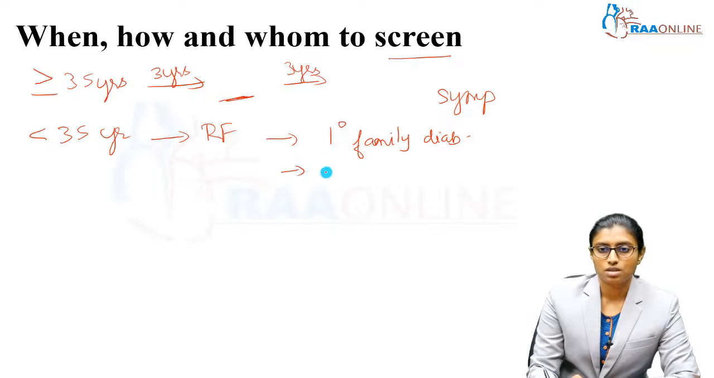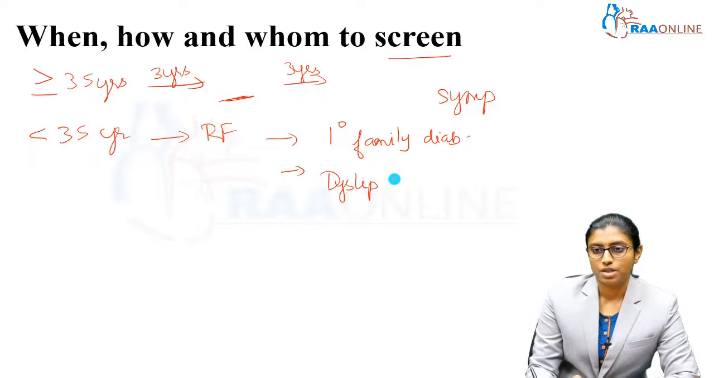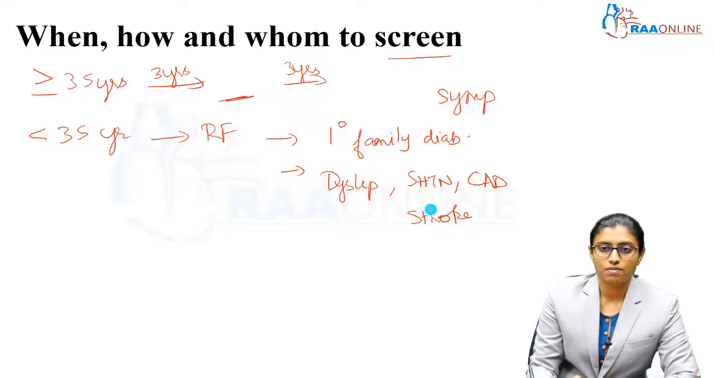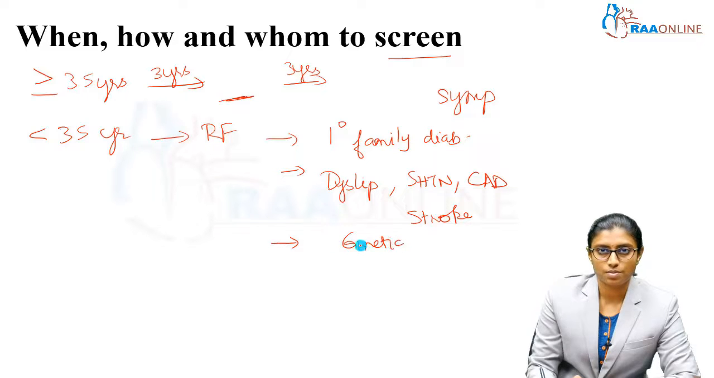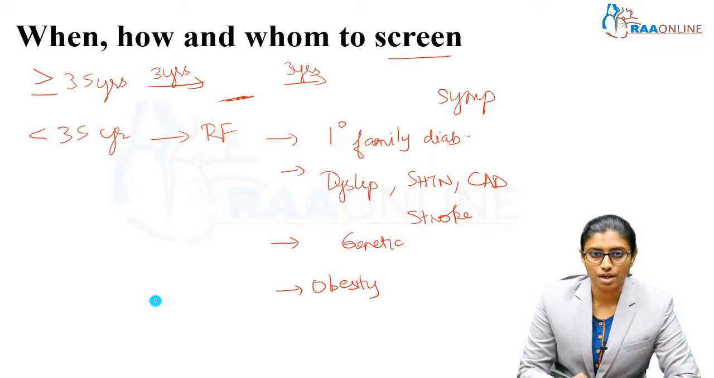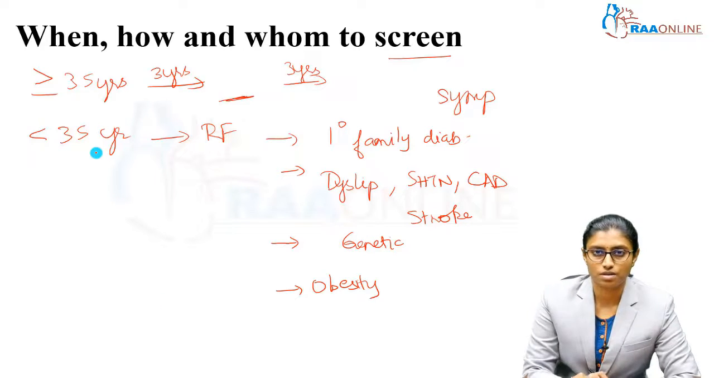Or the patient is having other risk factors like dyslipidemia. Patient is having systemic hypertension. Patient is having some coronary artery disease. Some history of stroke. All these patients I will have to screen for diabetes mellitus. Or in certain situations, patients will have certain genetic disorders which can be associated with diabetes mellitus. Obesity. So such people have to be screened for diabetes mellitus even if they don't have symptoms and even if they are less than 35 years of age.